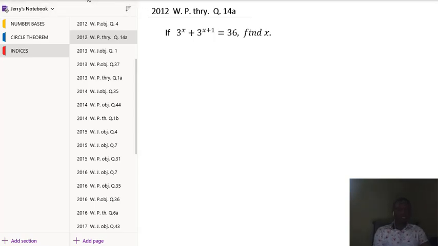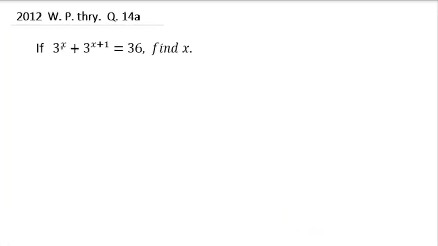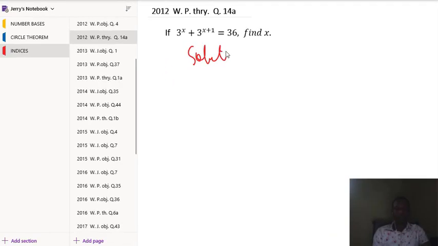Okay, welcome precious students. We are still on the indices. Today we are going to consider WASSCE 2012 private theory question number 14a, and the question is: if 3 exponent x plus 3 exponent x plus 1 equals 36, find the value of x. So we have 3 exponent x plus 3 exponent x plus 1 equal to 36.